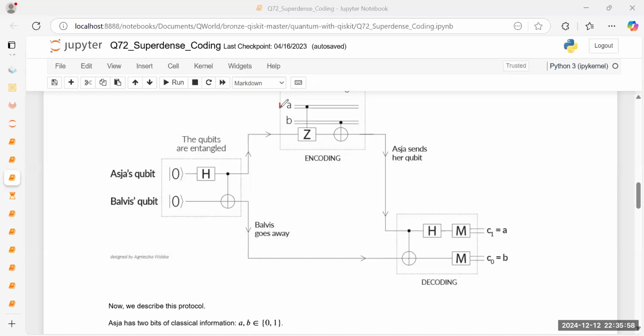Then she can also decide to send 10. And at the stage here, when the message is decoded, Balvis gets 10. So to send 10, she's going to apply only the Z gates. And finally, if she wanted to send 11, then she applies both gates, the Z gates and the X gates. And when Balvis tries to decode the information, he's going to get 11.